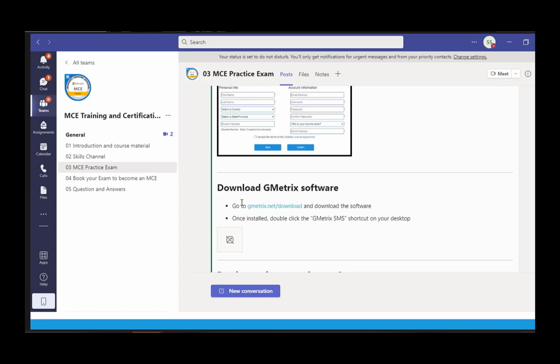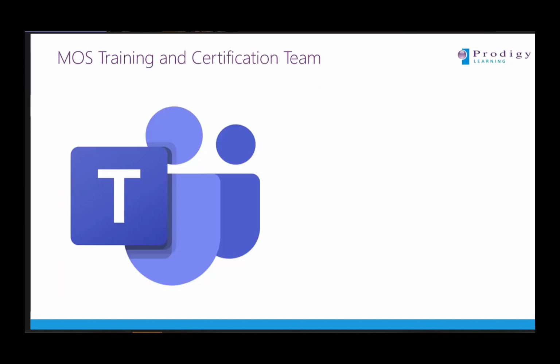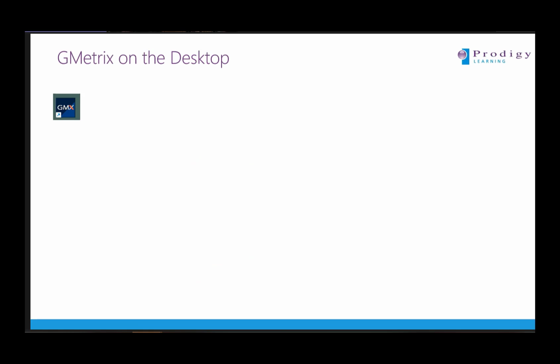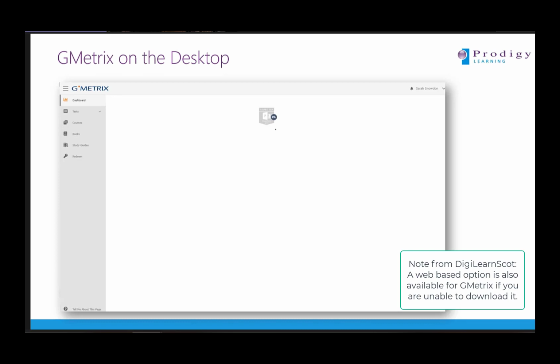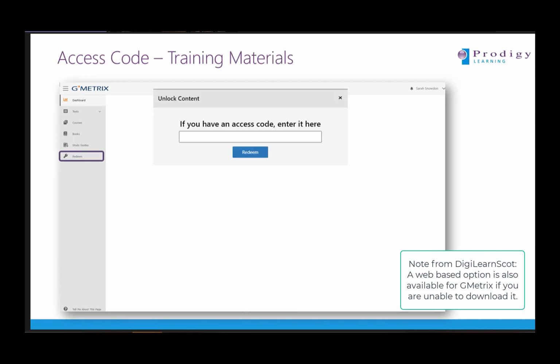Ideally, you need to download the software onto your desktop. There is an online version, but it's not as comprehensive as the desktop version. So if you can download it, you will get the icon on your desktop. I'm just going to go back to my PowerPoint. You get the icon on the desktop like that. You will open it up and see a fairly blank screen. You need to go down to the redeem section, which has a little key. You click on there and then you need to put the access code in.